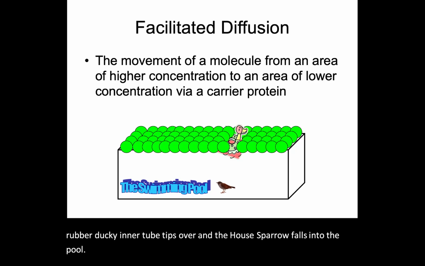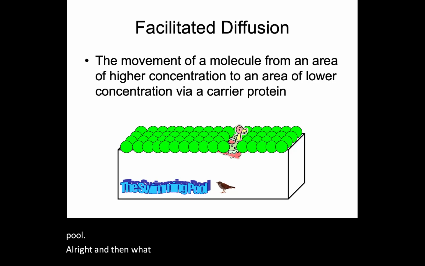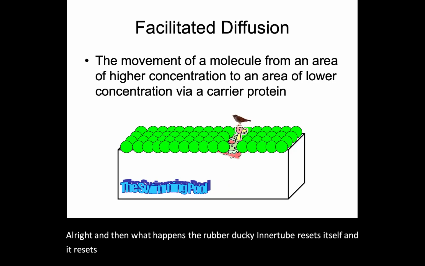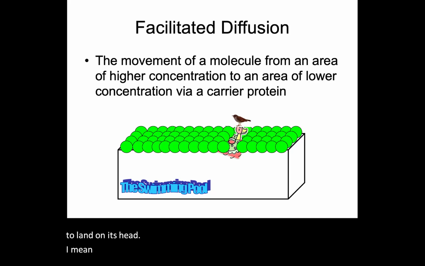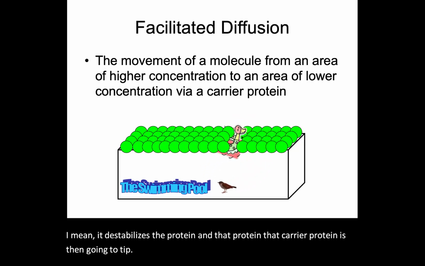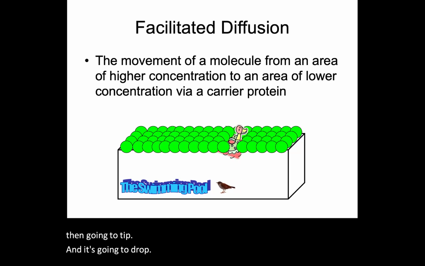All right. And then what happens? The rubber ducky inner tube resets itself for the next house sparrow that's going to come and try to land on its head. It destabilizes the protein, and that carrier protein is then going to tip, and it's going to drop that bird down into the water. All right.